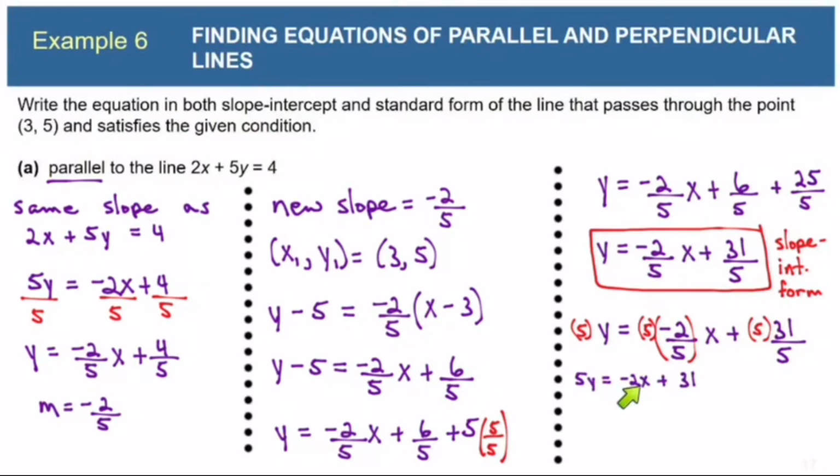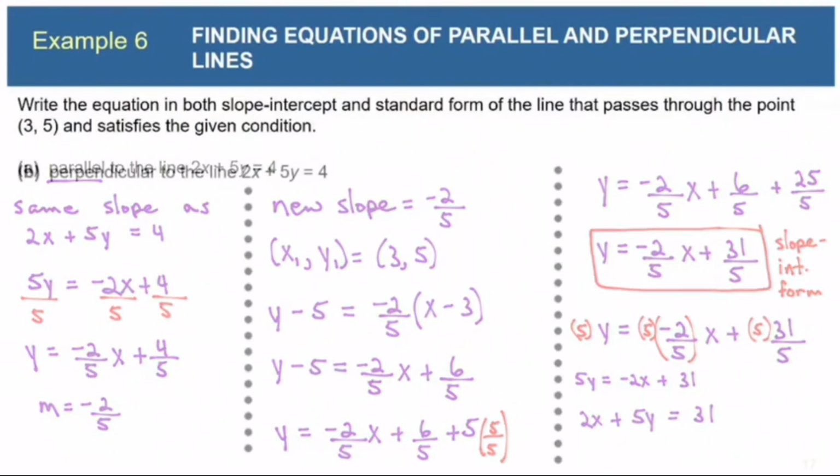Now to get to standard form, all we have to do is move the x term to the left side so it can be positive. Now we notice that we have a positive x term. 2 and 5 and 31 are mutually prime. That is, there's nothing that goes into all three, and they're all integers. So this is standard form.